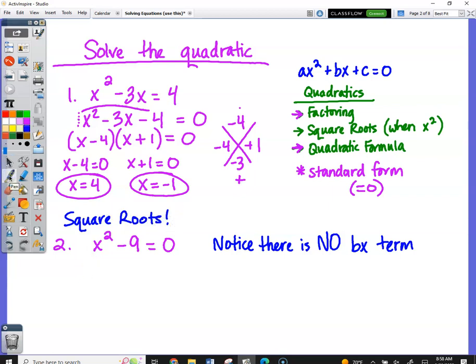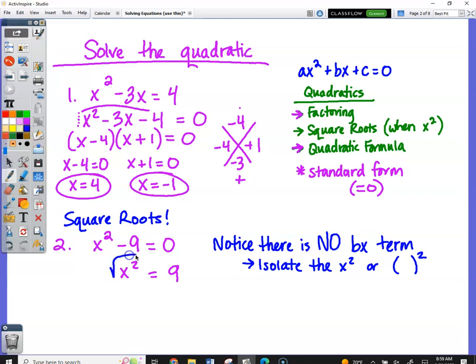So, how do you solve by square roots? You need to isolate the x squared, or sometimes it might be parentheses squared. I'll show you an example of that. But you're going to isolate what's being squared. Get it by itself. So in this case, I need to add 9 to the right. Now what's being squared is by itself, which means you're ready to square root both sides.